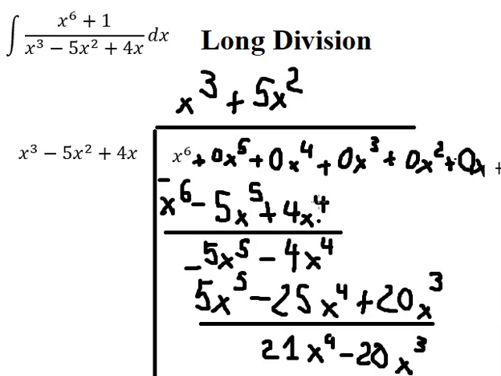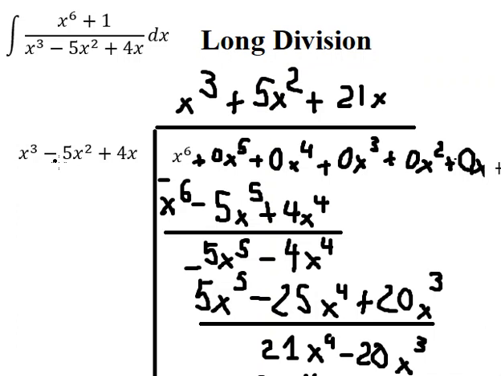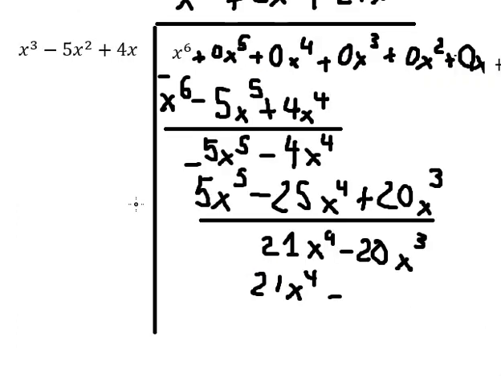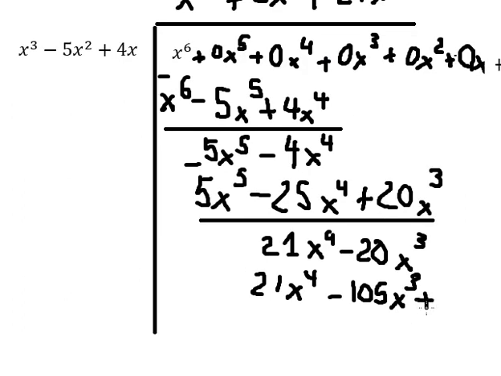The next one, I will put 21s, and this one gone here. So we have 21s to the power of 4. The next one, 21 with negative number 5. So we have negative 105s to the power of 3. This one gone here. We have 84s to the power of 2.